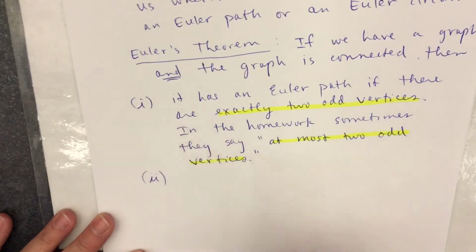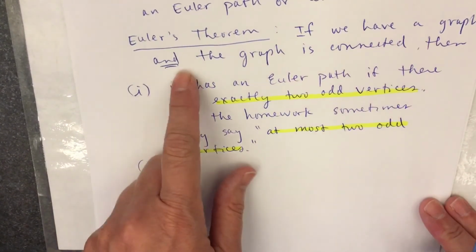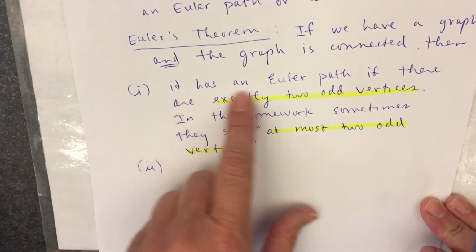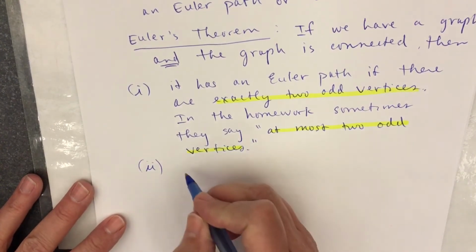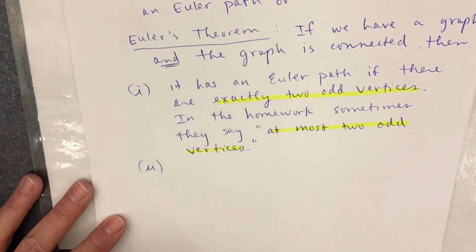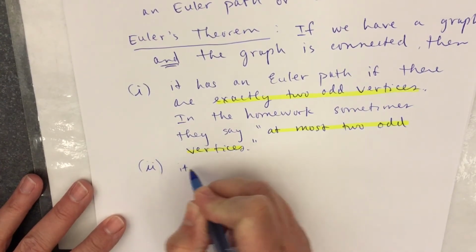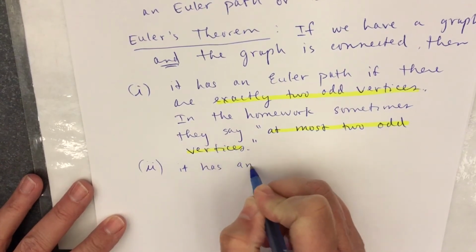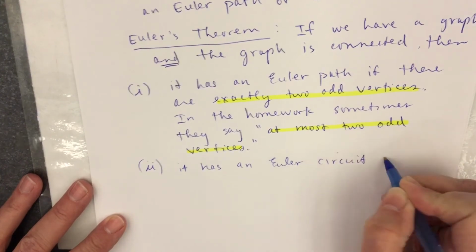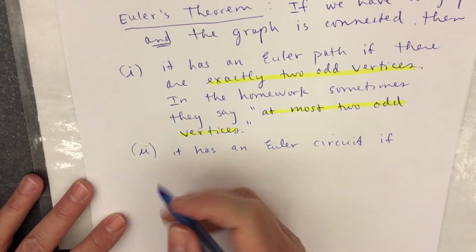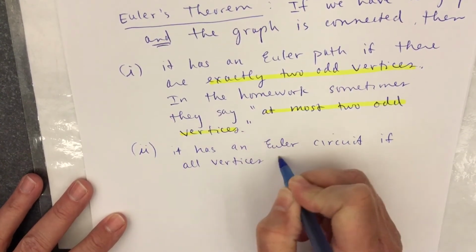The second part of Euler's theorem, let's see, if we have a graph and the graph is connected, then it has an Euler path if there's two odd vertices. Exactly two odd vertices. There cannot be three. Number two, it has an Euler circuit if all vertices are even.